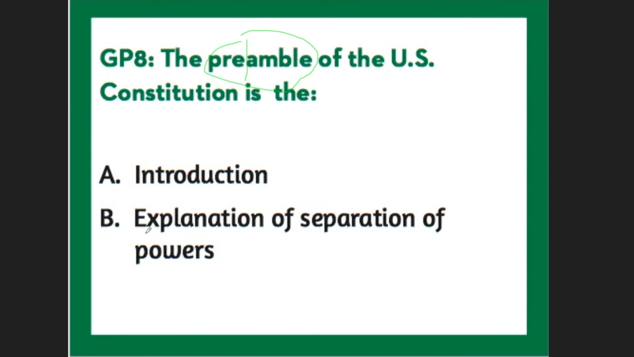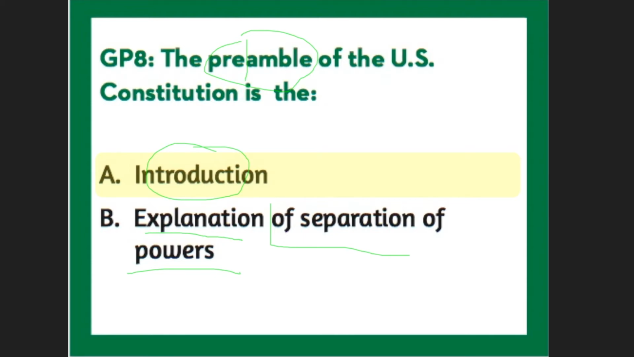So in B, we do have explanation, but it's of something specific, of separation of powers. Now, that is one aspect of the Constitution. However, it doesn't introduce the idea of the Constitution. It's not coming before the rest of the Constitution. So we want something that's coming before, and what usually comes before a big speech or a ceremony or a long block of text is the introduction. An introduction comes before everything else. So let's see. The answer is introduction.